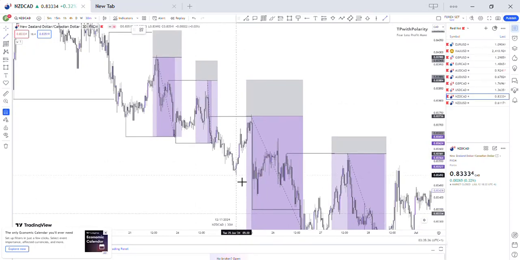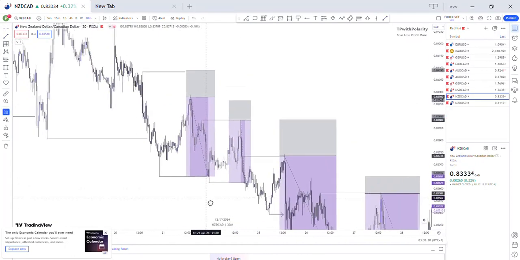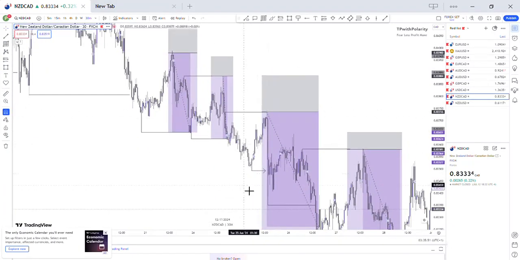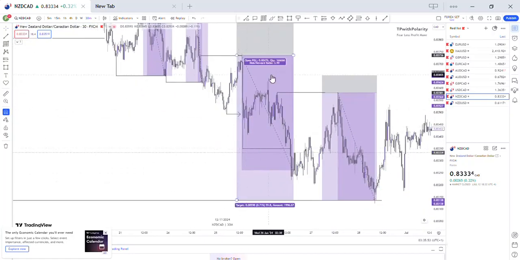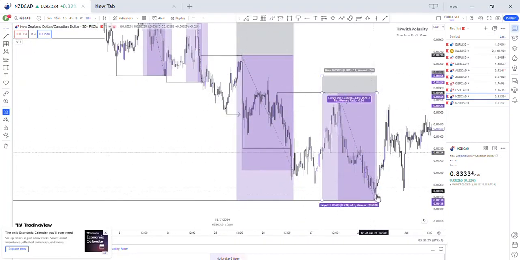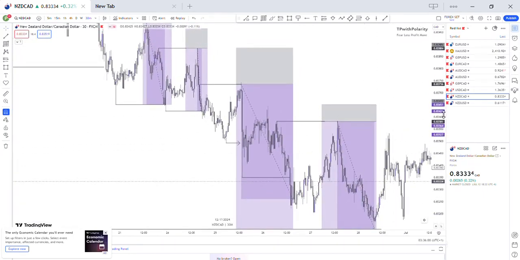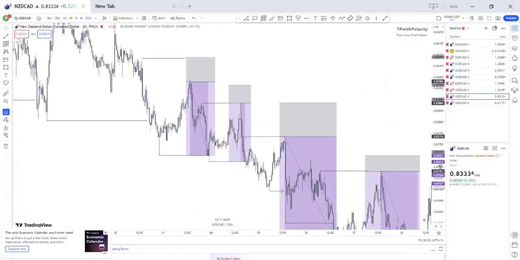Understanding swings. Okay, this is a higher high to a higher low. I mean, this is a lower high to a lower low, to a lower high to a lower low, and so on. This is an example of a bearish order flow.